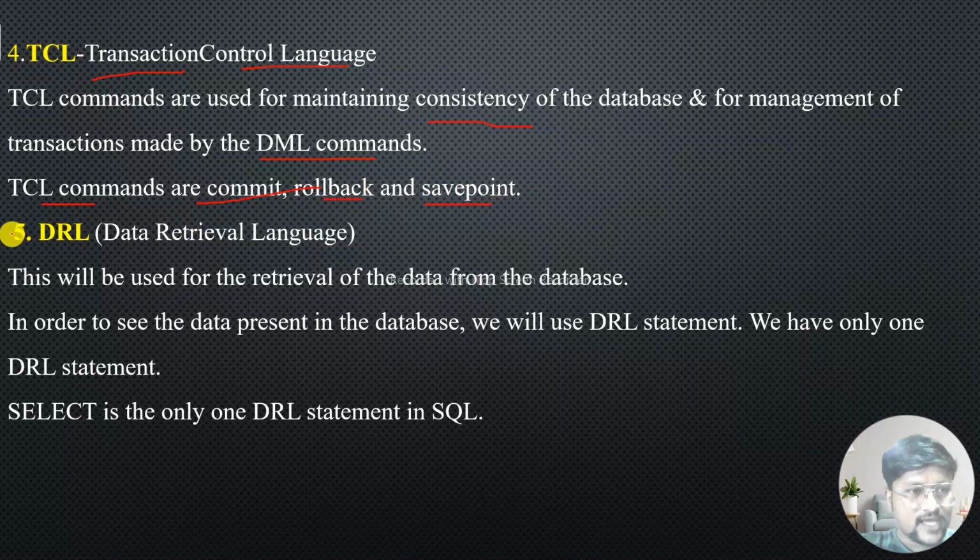Next language we have is DRL. DRL stands for Data Retrieval Language. This is used for retrieval of data from the database. In order to see the data present in the database, we use the DRL statement. We have only one DRL statement, that is select. For example, if I want to view all data from the EMP table, then I will write select star from EMP. Likewise, we can fetch data using DRL.